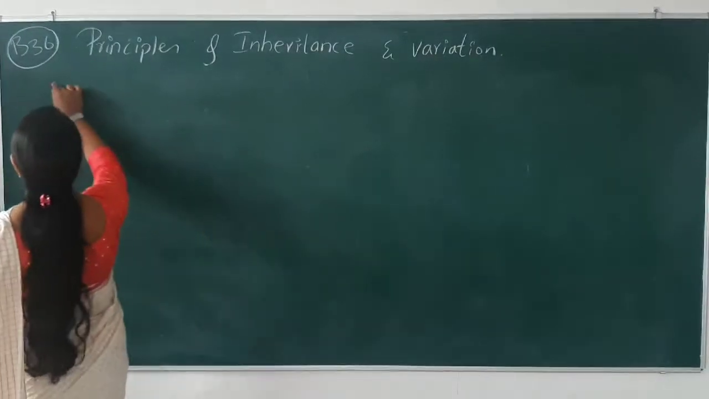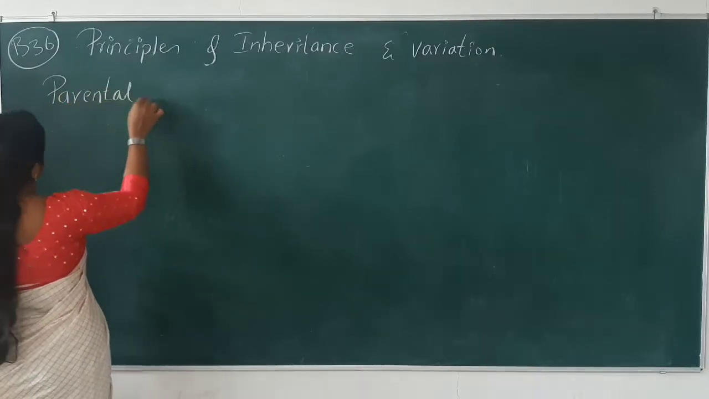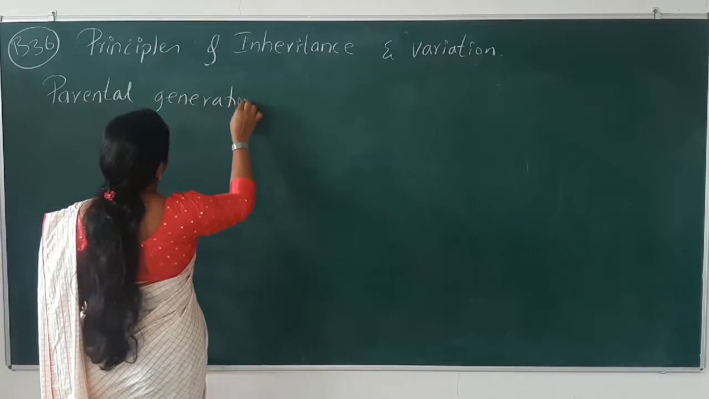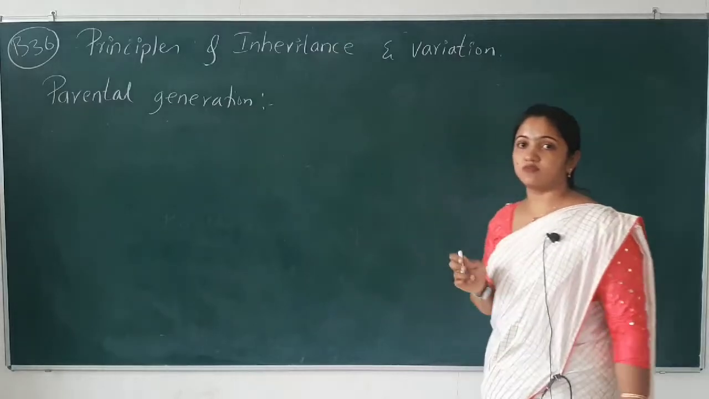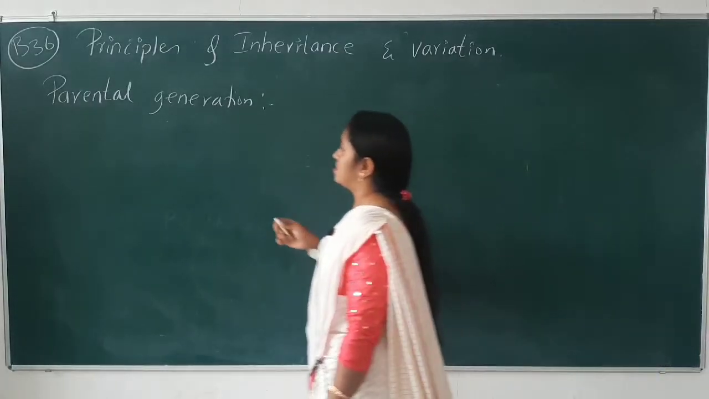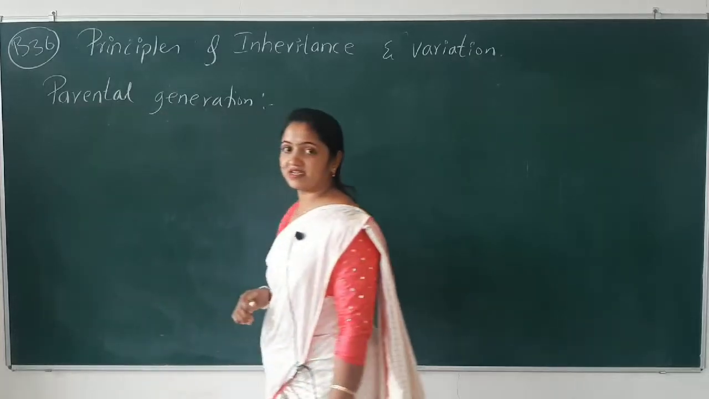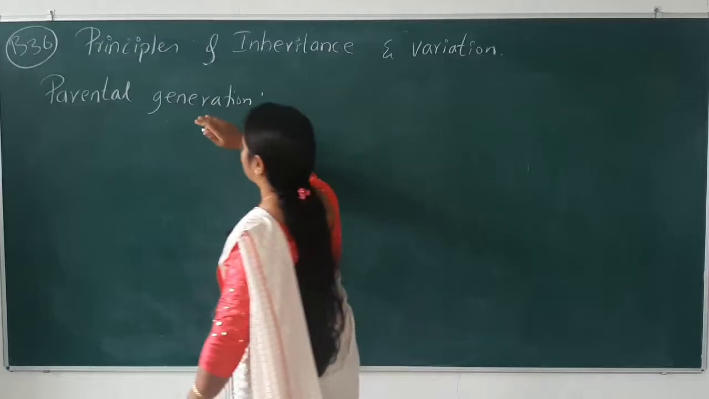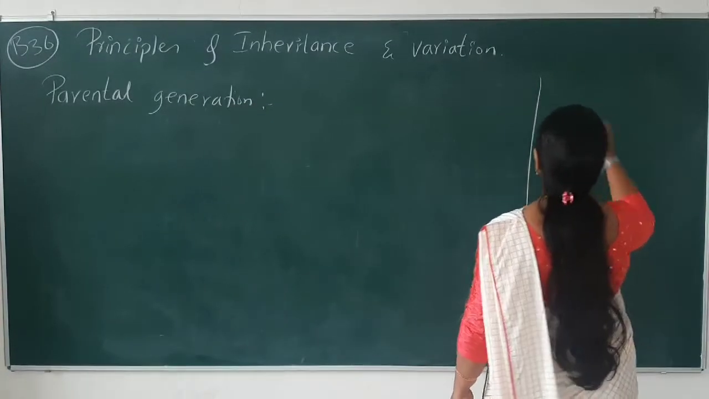So here in the parental generation, as I told you, I am going to repeat the thing. I am just changing the characters. Two contrasting characters I am going to change. Okay. So what characters am I selecting here? Let me write that here.